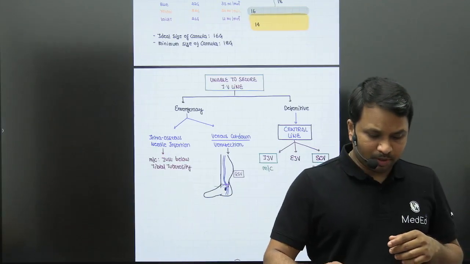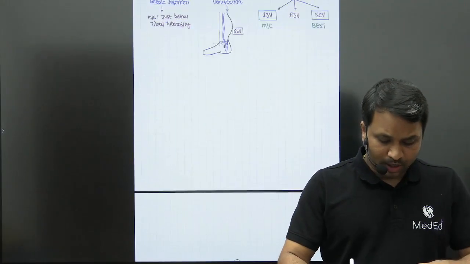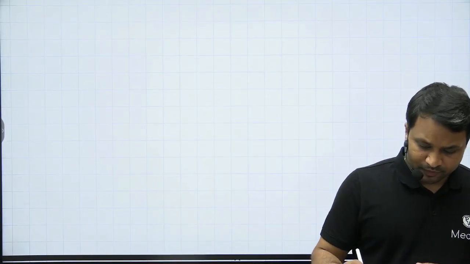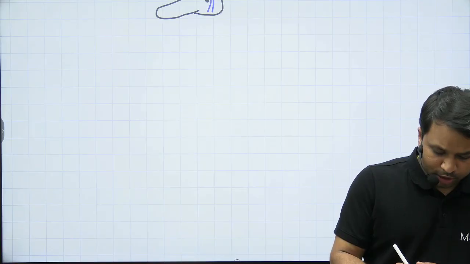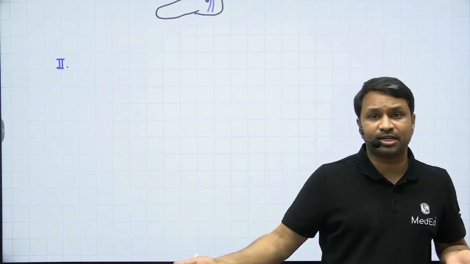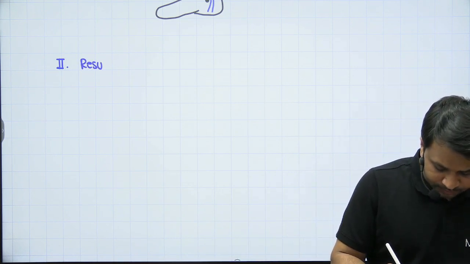Now, step number 1 was to secure two large IV cannulas. That we did. Now, once you've secured the IV cannula, what is our step number 2? After securing the IV cannula, obviously you did not put the IV cannula in to look at it and feel happy about it. You just need to start resuscitating the patient, right? So step number 2 is resuscitation.